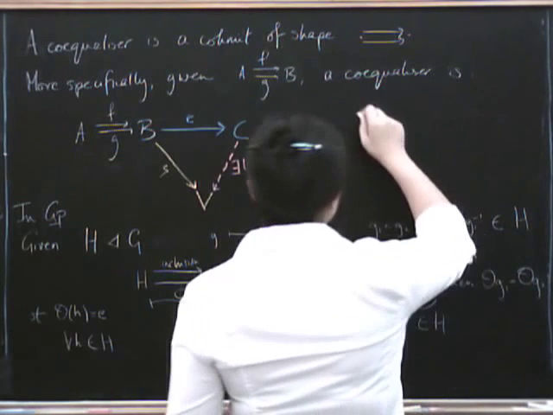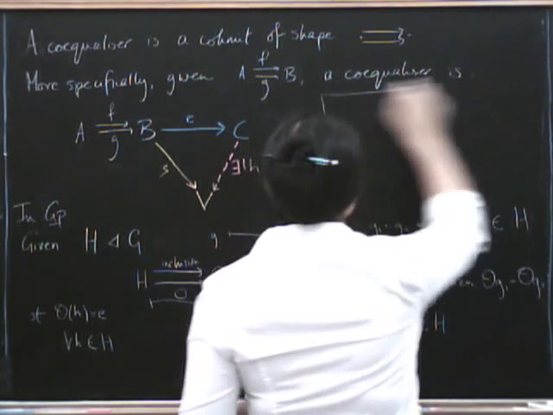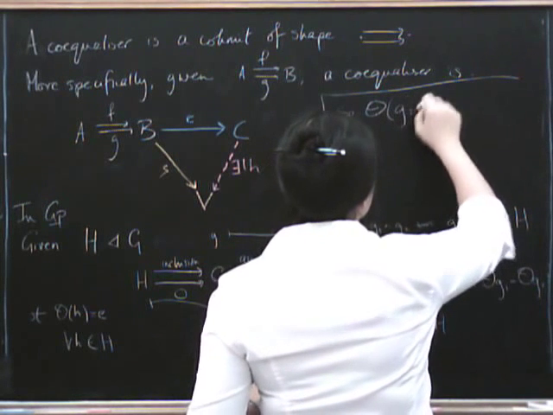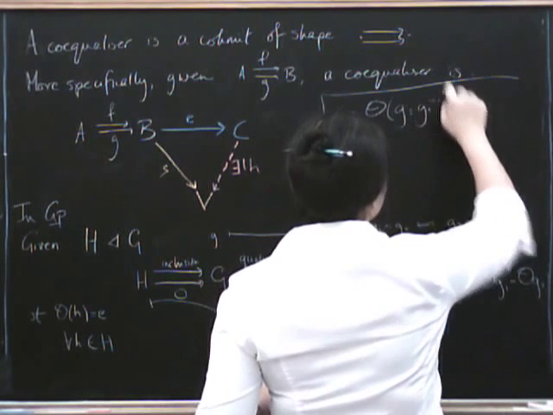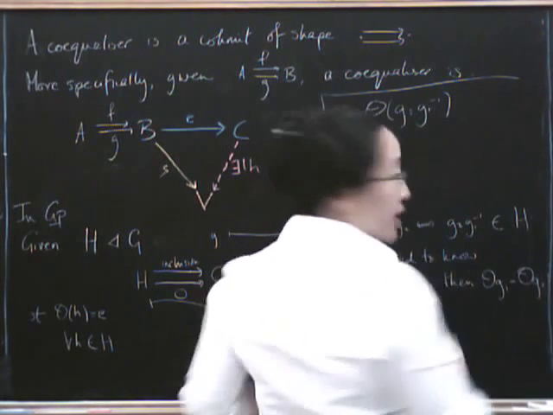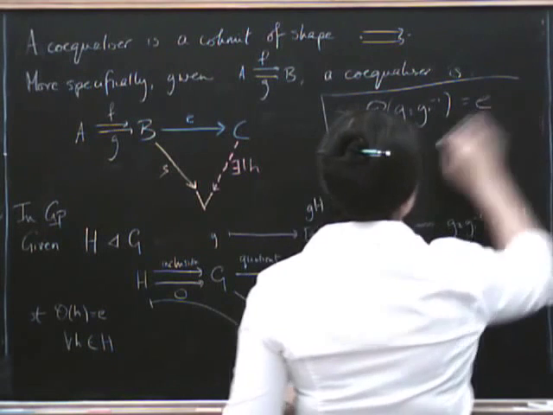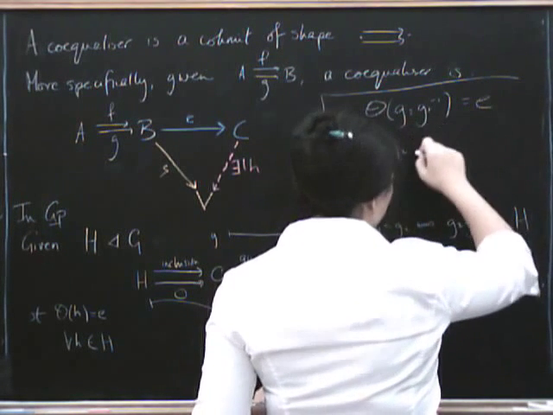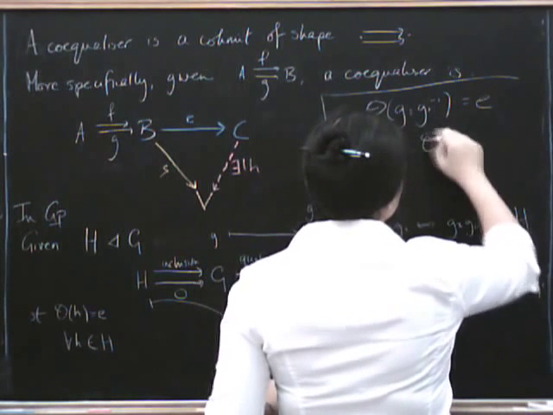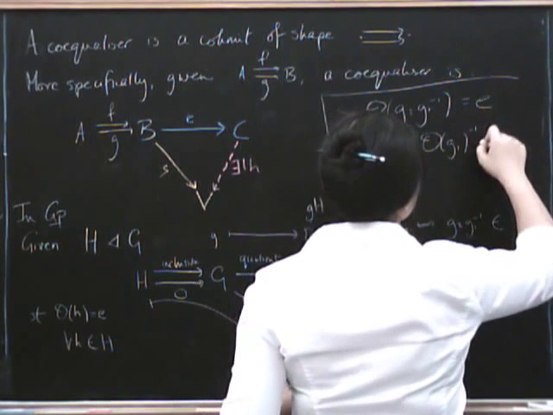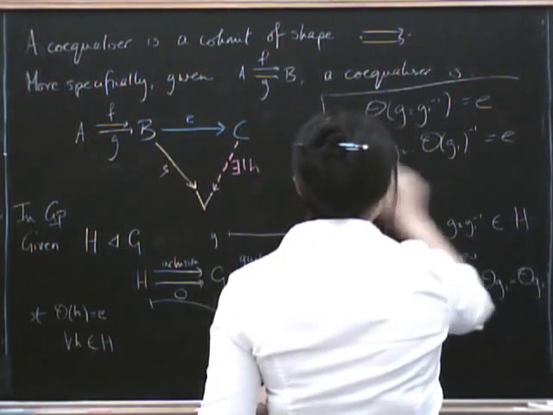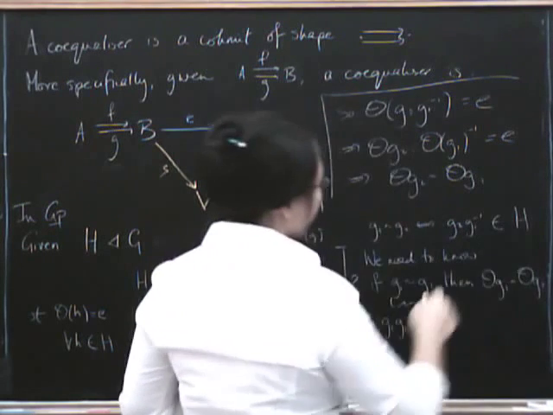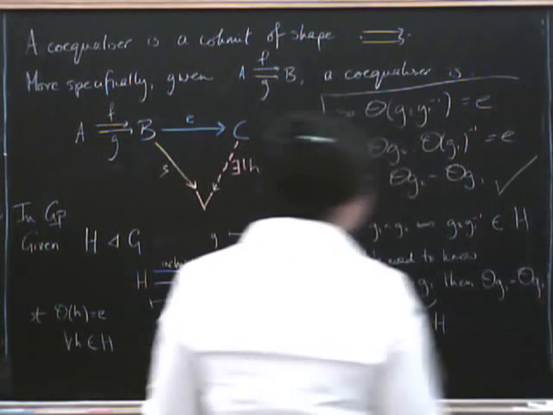So I'll just write it up here. Theta of G2, G1 inverse has to be the identity. But look, this is a group homomorphism, so that implies that theta of G2 multiplied by theta of G1 inverse is the identity, which implies that theta of G2 equals theta of G1, which is exactly the thing that we were trying to find out. So it certainly is well defined.